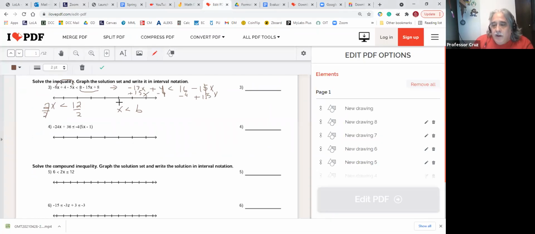All right, so we can make either one of these 6. So let's make that the 6. And then this is going to be a parentheses, and the little arms are going in the direction of the arrow. So that's the graph. And then we can make it interval notation by just doing this. There we go. Any questions on that? No. All right.